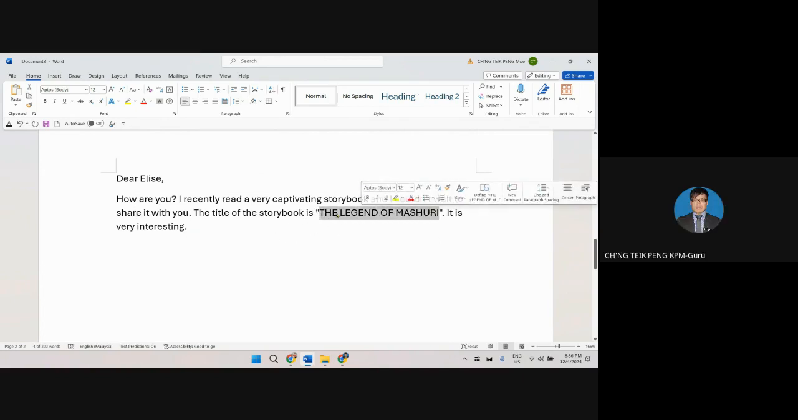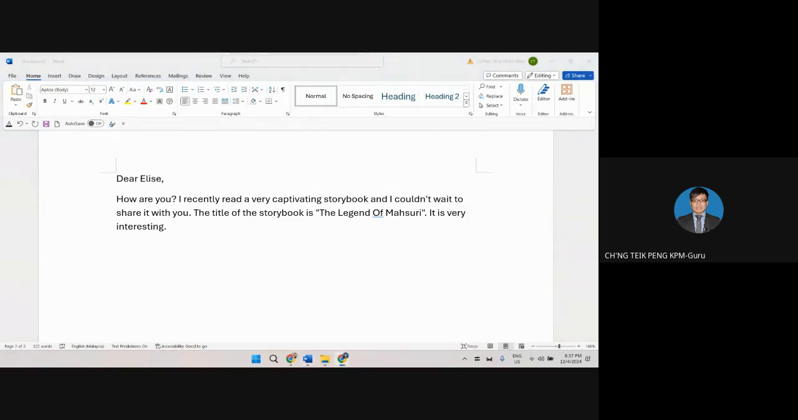And then you don't have to capitalize every single word. Yeah, when it comes to title, you just have to capitalize the first letter. Okay. So the legend of Masuri. Okay, Yu Yang, you don't have to capitalize every single word. It is very interesting. Okay, now the rest is fine. Okay, good. And then let's look at Shermaine's answer.